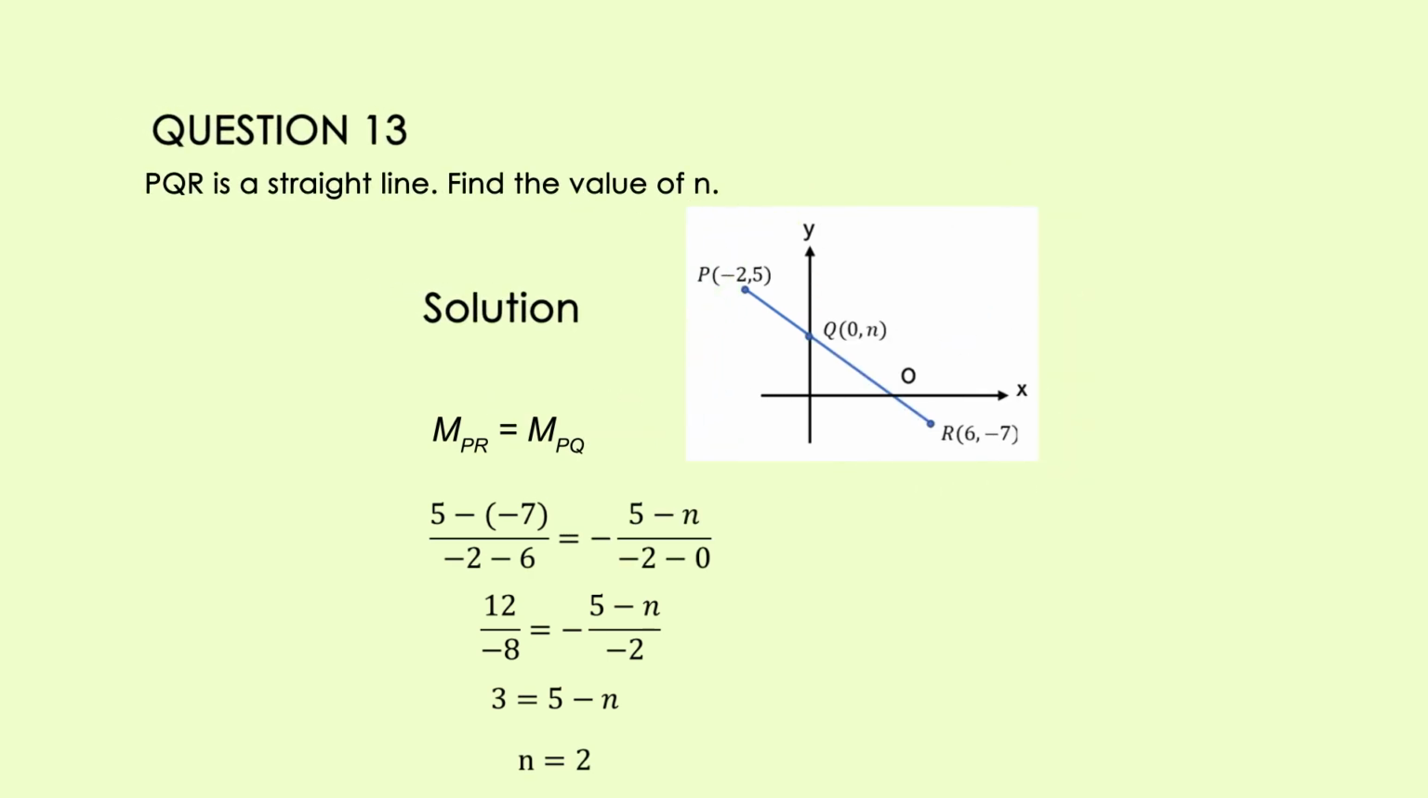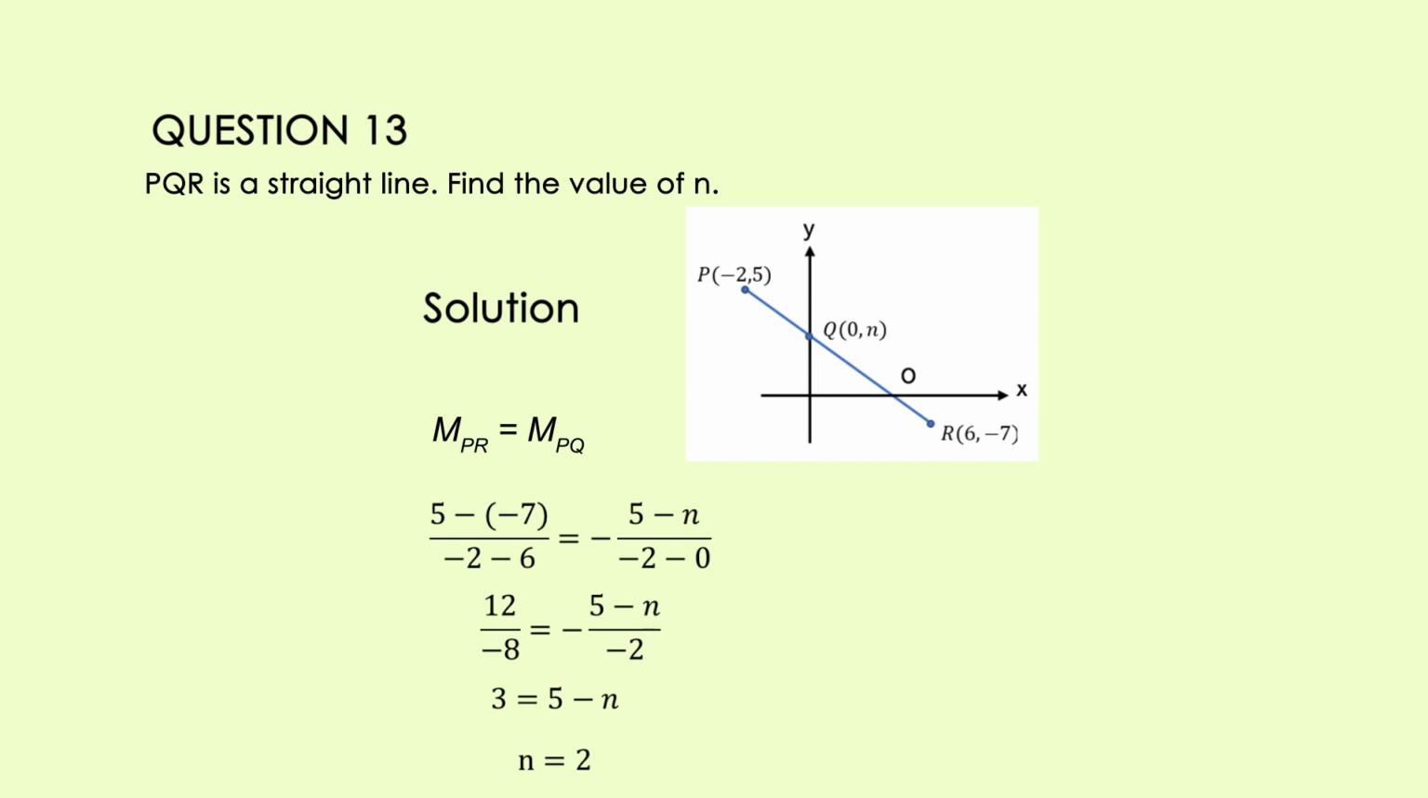Question 13. PQR is a straight line. Find the value of n. As all 3 points of PQR are on the same straight line, we know that the gradient of PR equals the gradient of PQ. So, use the points in the formula of gradient and calculate the value of n. And finally, the gradient will be 2.